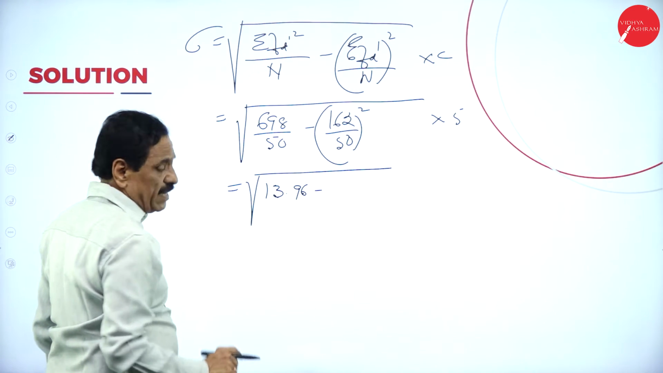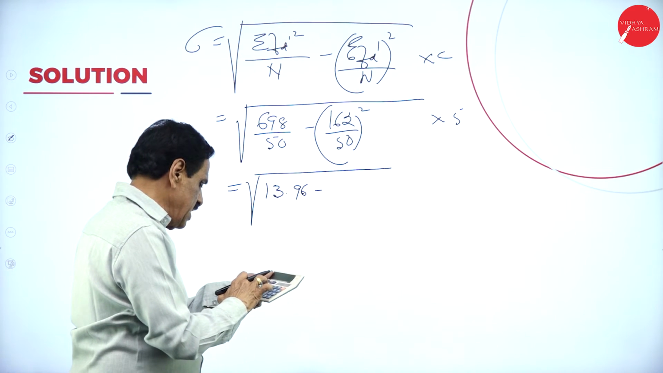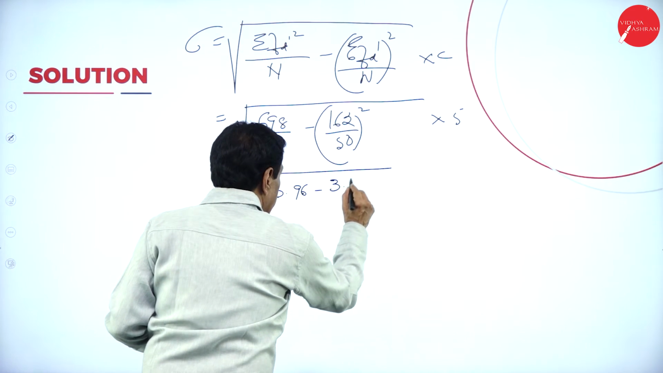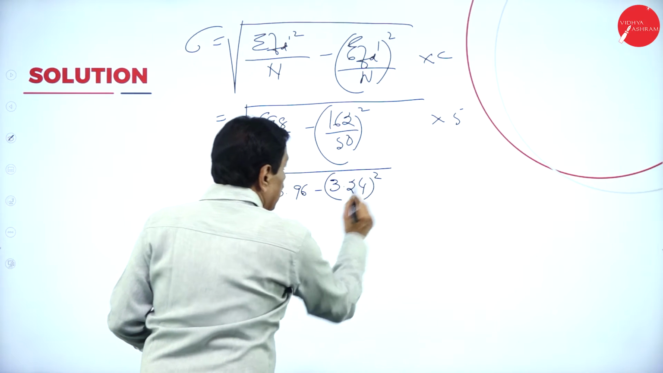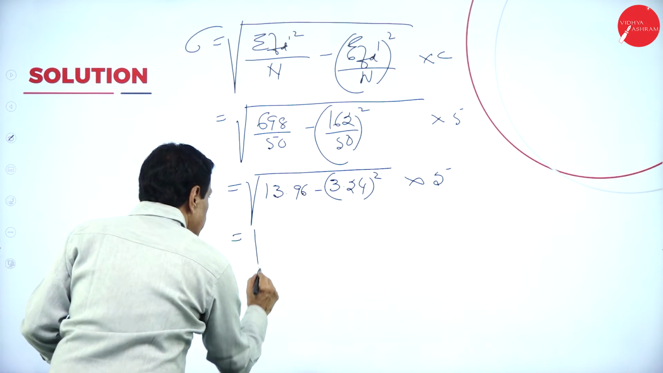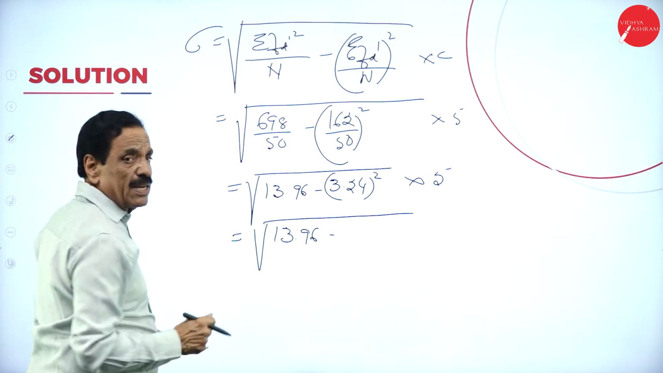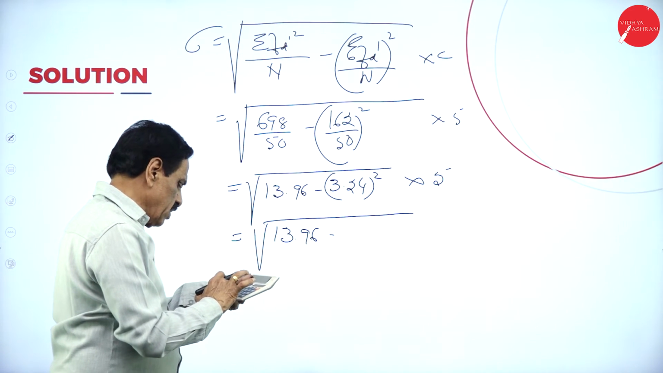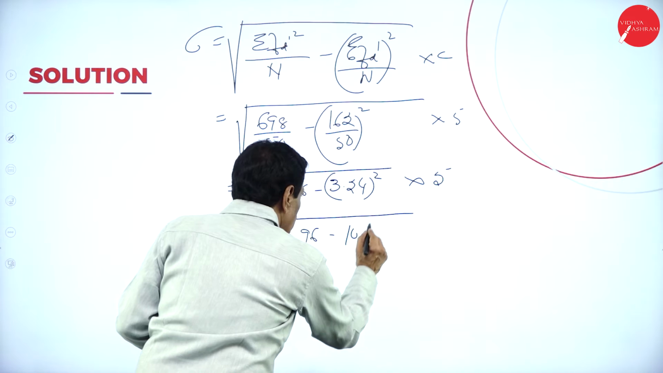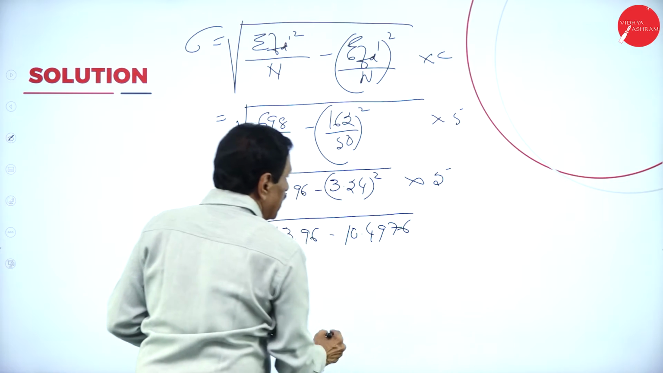13.96 minus 162 divided by 50 is equal to 3.24 whole square into your class interval, 5. So root of 13.96 minus 3.24 into 3.24 is equal to 10.4976, into 5.